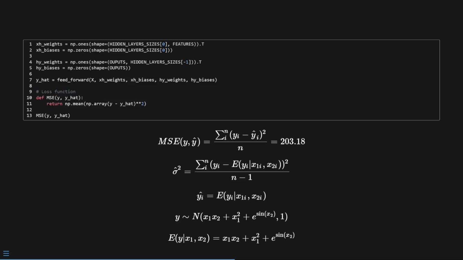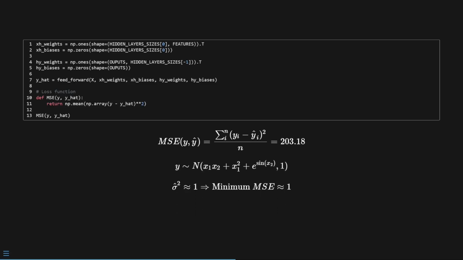And now, by knowing all of that, remember that the sample variance must approximate 1. So the minimal MSE also approximates 1. A 203 MSE now seems quite bad. Can we make it better? Yes, we can.